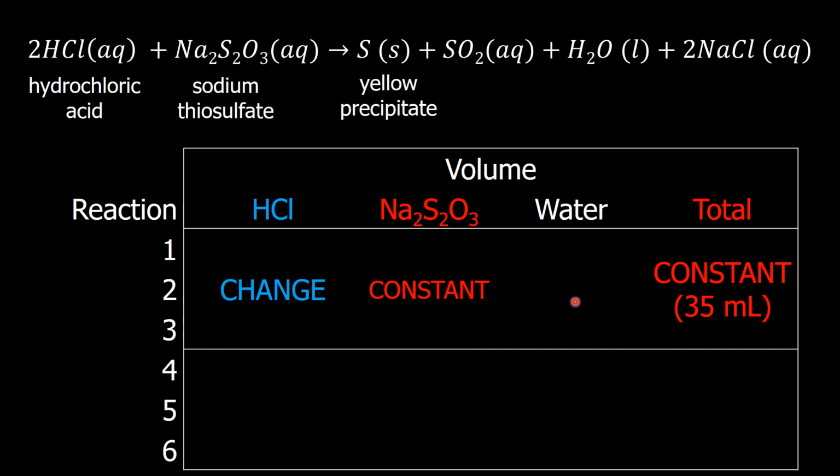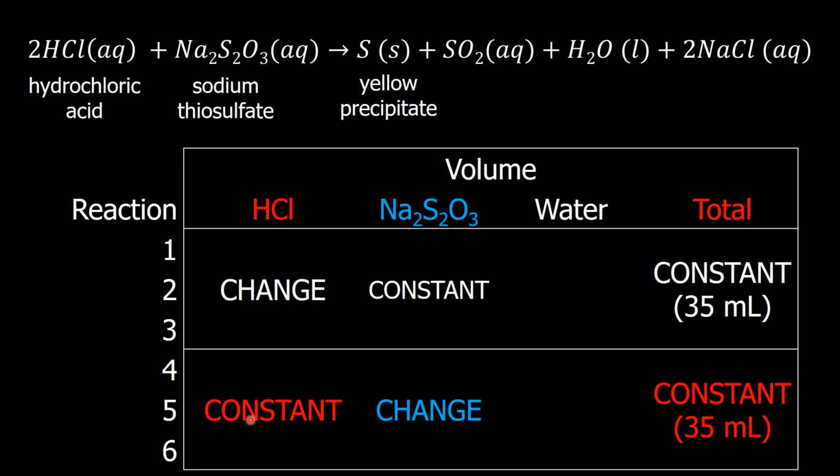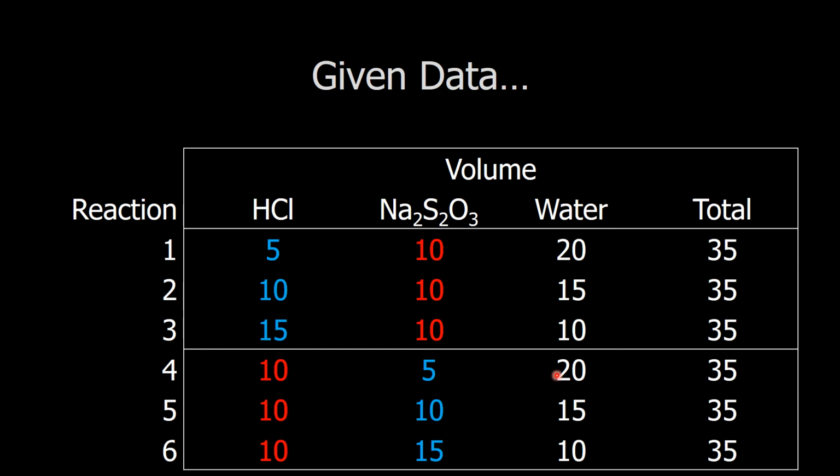Then in the next 3, we're going to flip it around. So we're going to change the amount of sodium thiosulfate, and this time we're going to keep the HCl the same, and again we're going to keep the total volume the same as well. The values that you'll see in the spreadsheet that you're going to work with are going to look like this. So you can see the numbers that are in blue are the numbers that are changing. The numbers that are in red are the numbers that are constant. And then you can see that as you go across the row, all the volumes add up to 35.